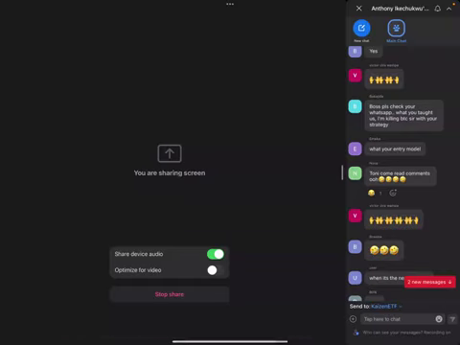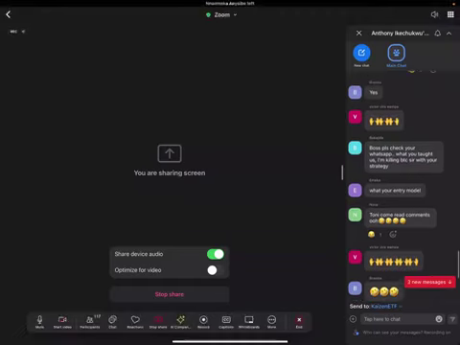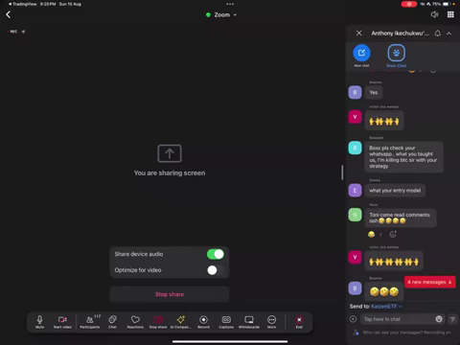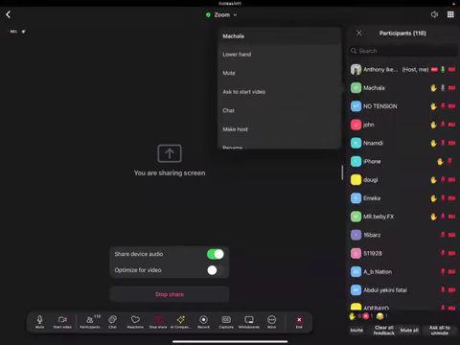Emeka is asking what my entry model is. Emeka, what do you mean, what's my entry model? The thing I'm teaching you here now, what am I teaching you? It's my entry model.